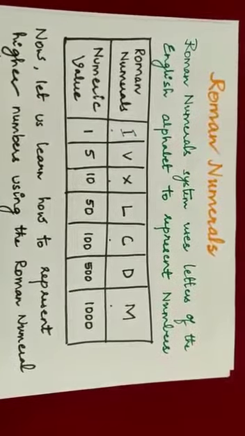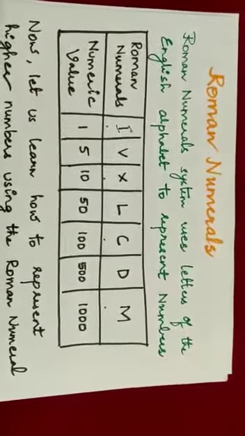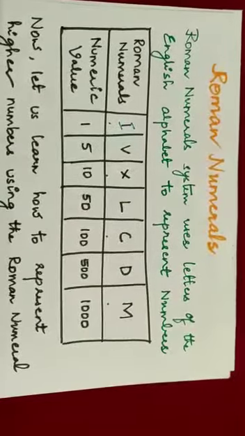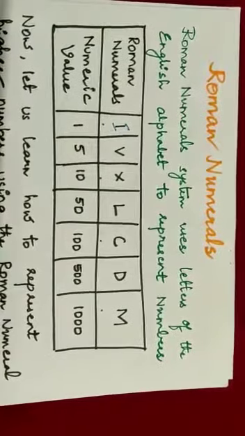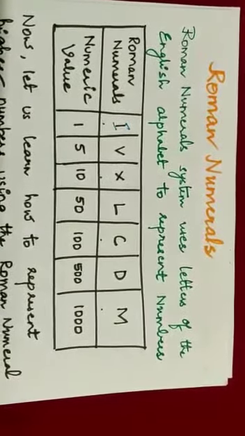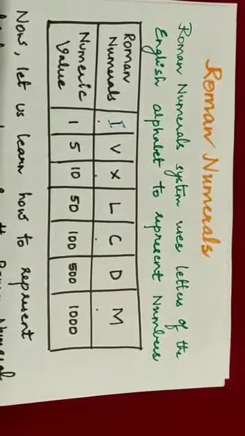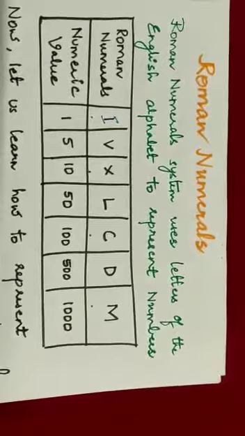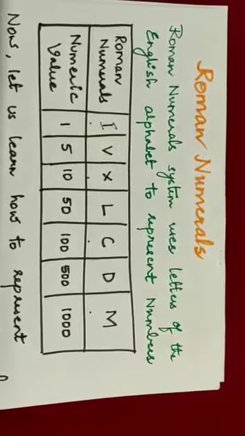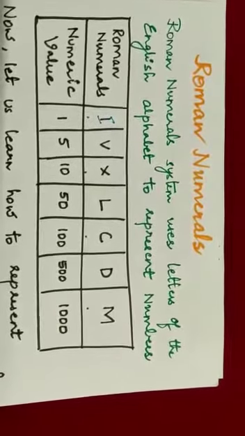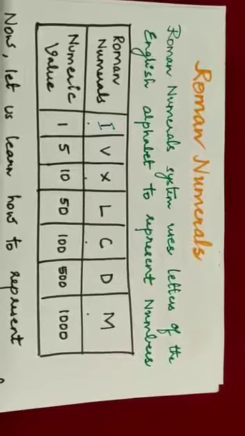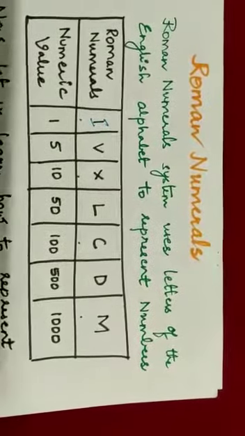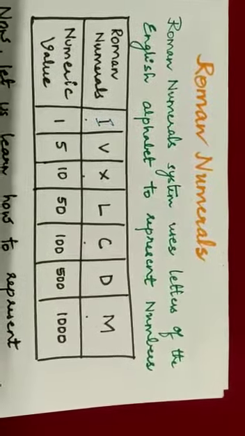So here is a tabulation you can see very carefully. I, V, X, L, C, D, M. These are the English alphabets for which the numeric value is given. I means 1. V means 5. X means 10. L means 50. C means 100. D means 500. M means 1000. So these are the English letters for which numeric values are given over here, and these are always permanent. Remember this tabulation clearly, children.